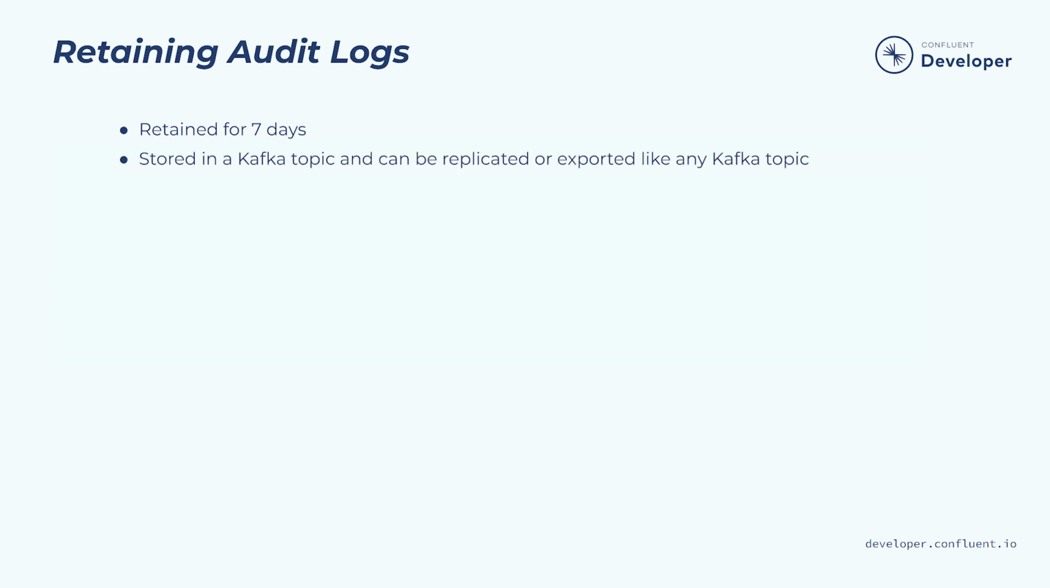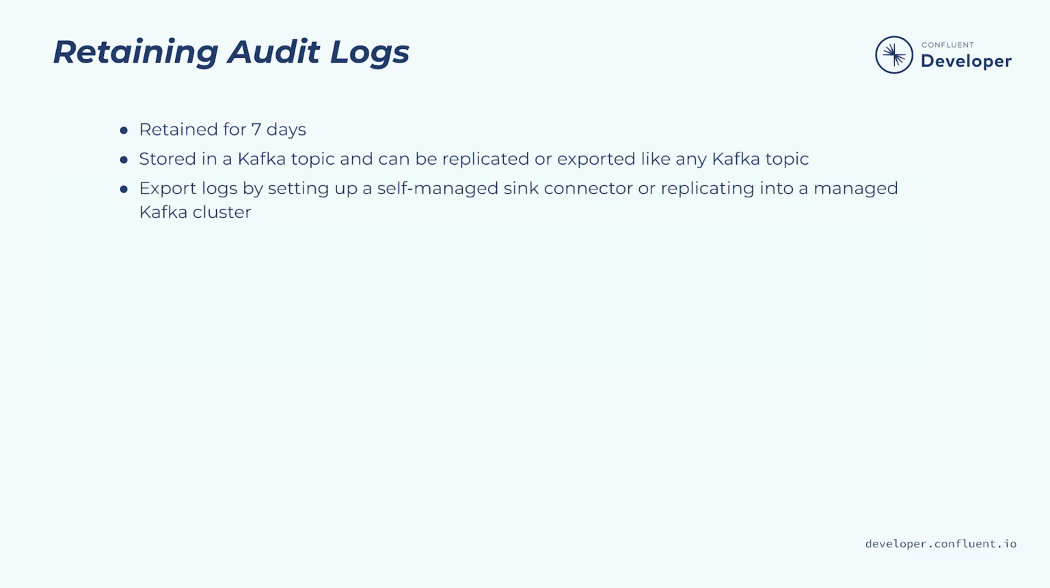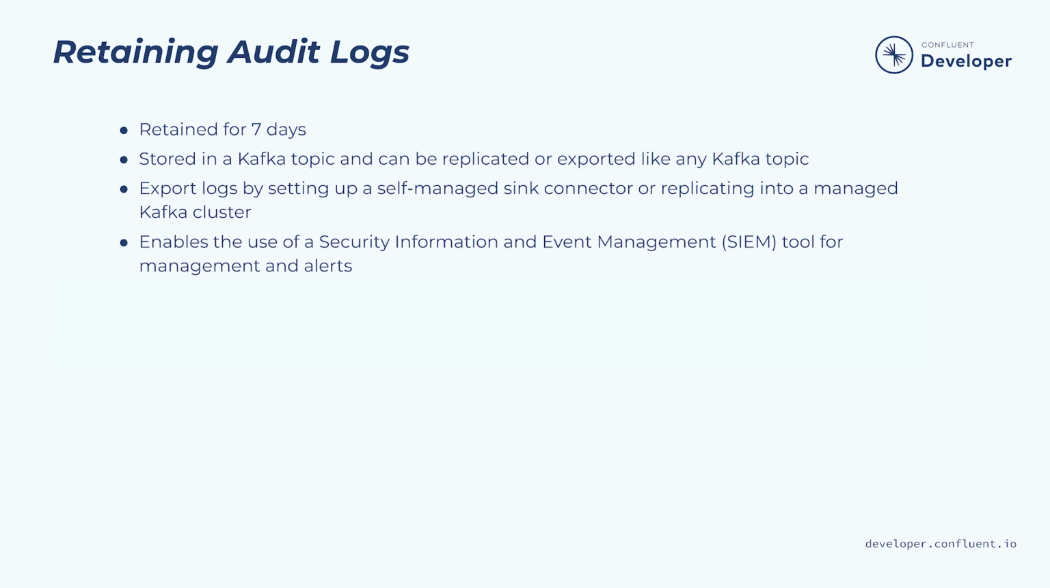First, it's important to remember that audit logs are stored in a Kafka topic. This means that, like any other topic, you can replicate and export these logs to another cluster or external system. The best way to export your logs would be to use a self-managed sink connector or to replicate the audit logs into a managed Kafka cluster. Then you can use a security information and event management, or SIEM, software, to manage logs and create alerts. This also allows you to create filters and a retention policy that aligns with your business needs. Be sure to review the documentation for more information.